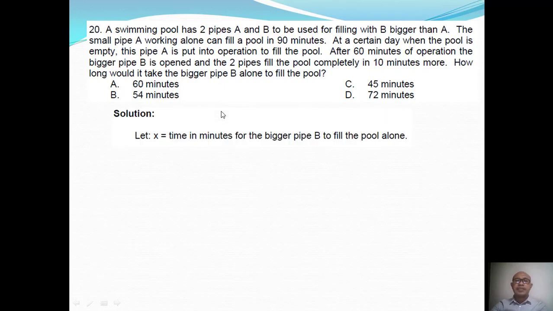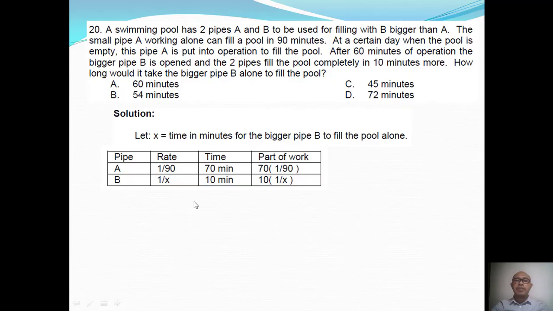Okay, so we will start with the representation. Let x equal the time in minutes for the bigger pipe B to fill the pool alone. So we can have the table. The smaller pipe can fill the pool alone in 90 minutes, so the rate of A is 1 over 90. Then we do not know how long B can fill the pool alone, so we represent the time by x. So the rate of B is 1 over x.